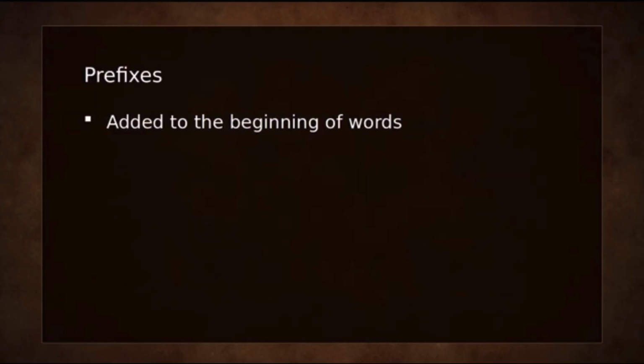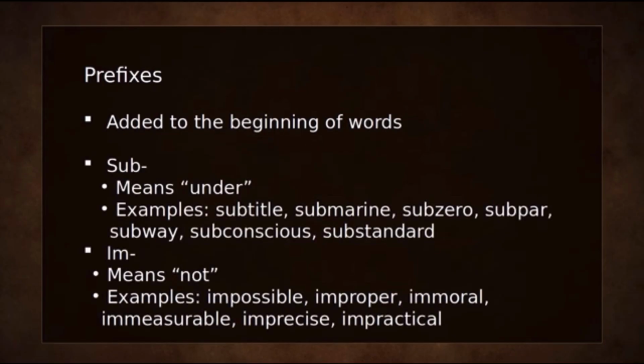A prefix is a short word, or even a single letter, that we can attach directly to the beginning of another word. The prefix has a meaning of its own, and that meaning will add to the meaning of the word that it is attached to. Here we can see some common examples of English prefixes. One very common prefix is sub, which means under. So when we add the prefix sub before a word like title, we get the full word subtitle, which means a phrase that is written underneath of a title.